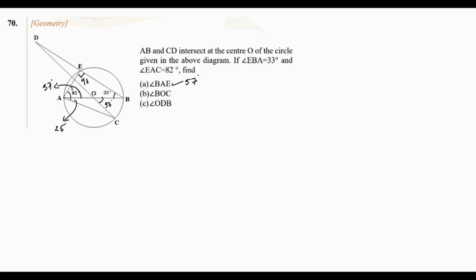So now if this is 50 degree, this is going to be 130 degree, linear pair. This angle and this angle form a linear pair. So 130 plus 33, 163. So this angle will be equal to 180 minus 163, that is 17 degree. So angle ODB is equal to 17 degree. Clear, children? I hope so. You have understood. Is the solution clear to you?